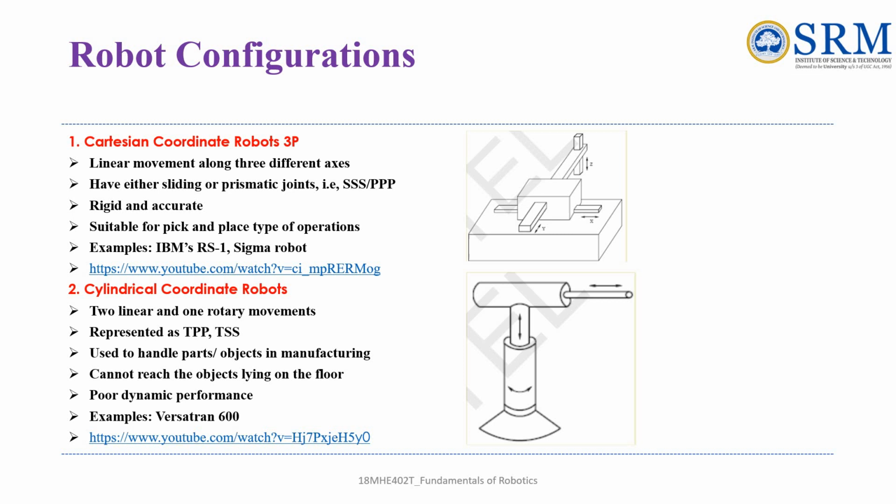They are good for handling objects during manufacturing, but they can't quite reach things on the floor as it is a cylindrical type. They are not as agile as some other robots and may struggle with rapid movements. Imagine them as robot arms with 2 straight moves and 1 spin. An example is the Versatron 600. I will show you the video of the cylindrical Cartesian robot first.